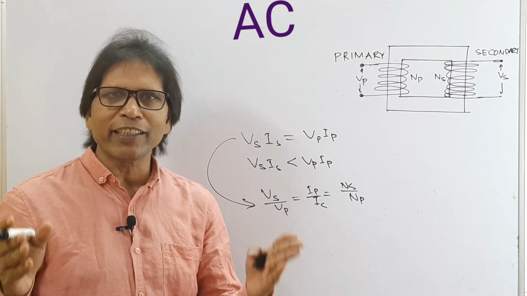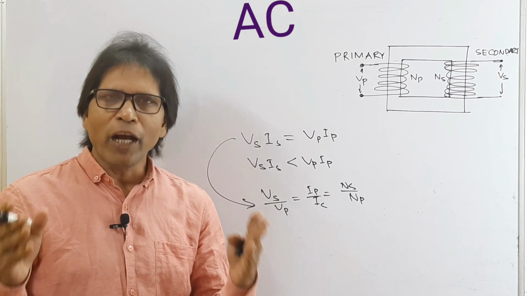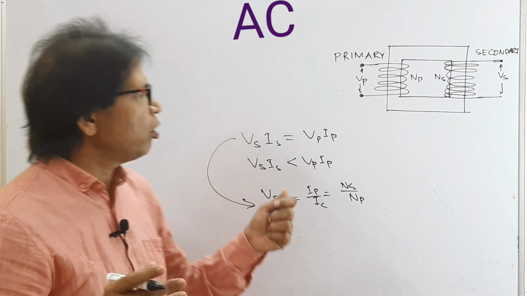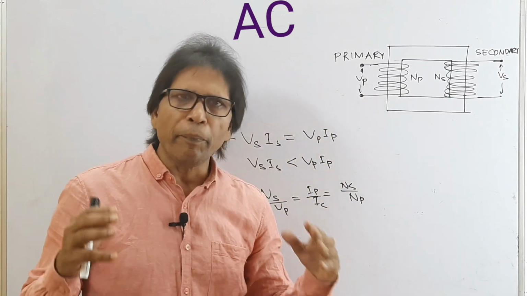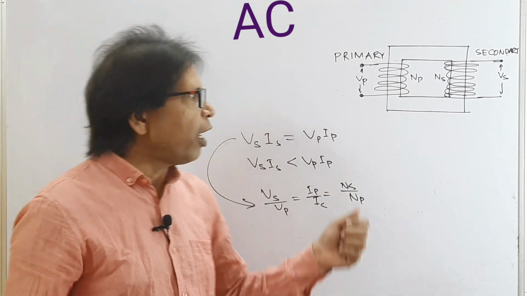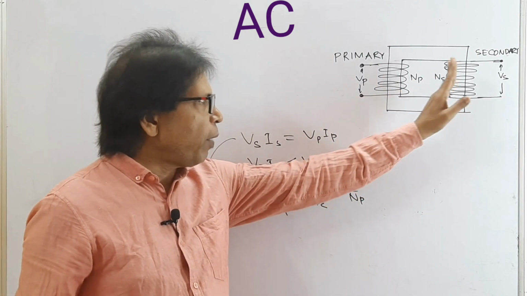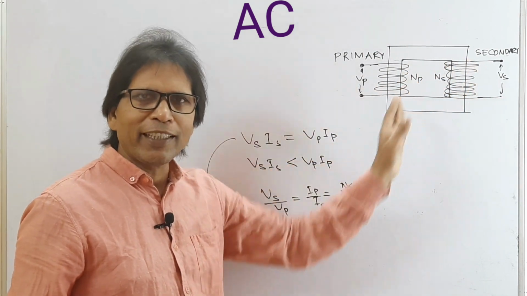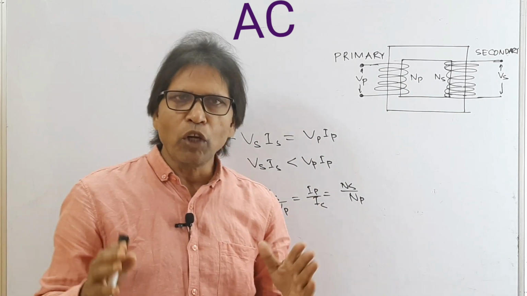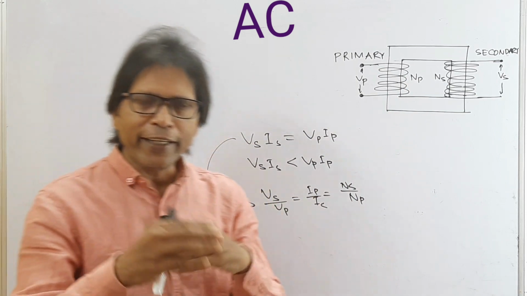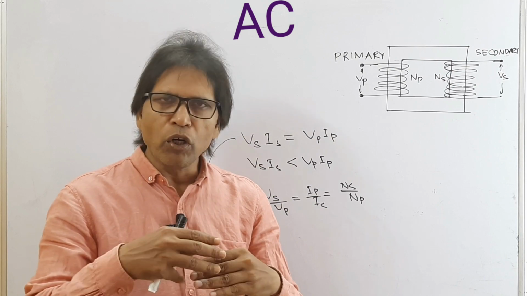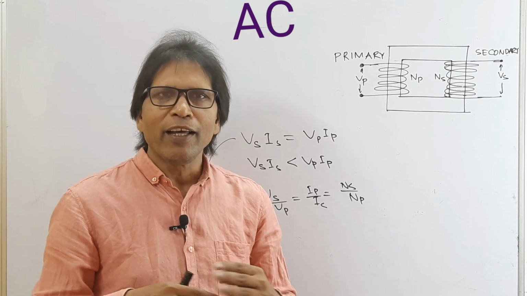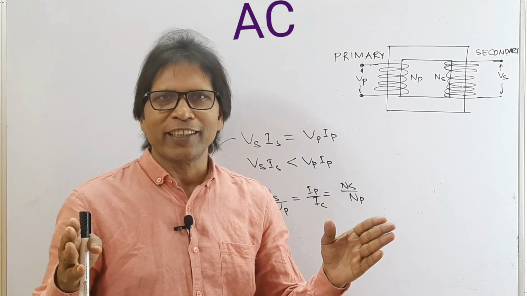Now, losses in a transformer. Number one, flux loss. Look at this. Due to bad windings, some flux is lost, so the flux in the secondary coil is less than the flux in the primary coil. This will be avoided if the secondary coil is wound over the primary coil, then there are no flux losses.